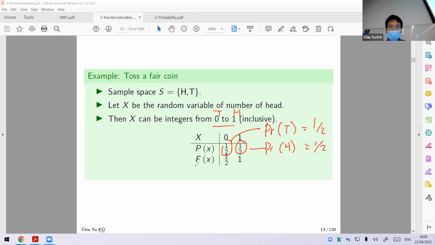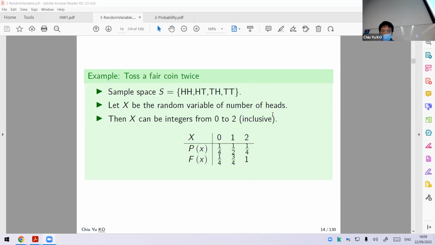Okay, and f of x is asking you: what is the probability that x is less than or equal to 0, which is this 1/2, right? This is asking what's the probability that x is less than or equal to 1? Less than or equal to 1 can be only two values, 0 and 1, right? Just add them together, so 1/2 plus 1/2, that is 1. Is that clear? Is that clear what's going on there? Is that okay?